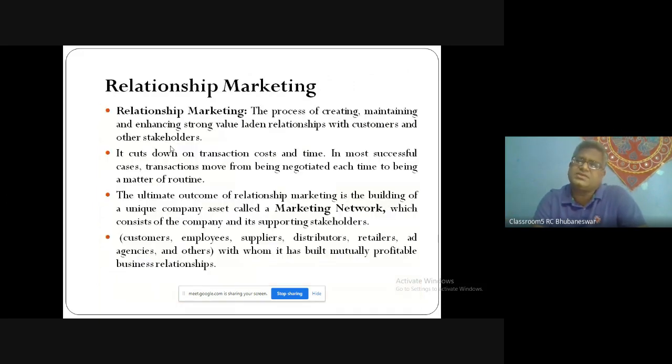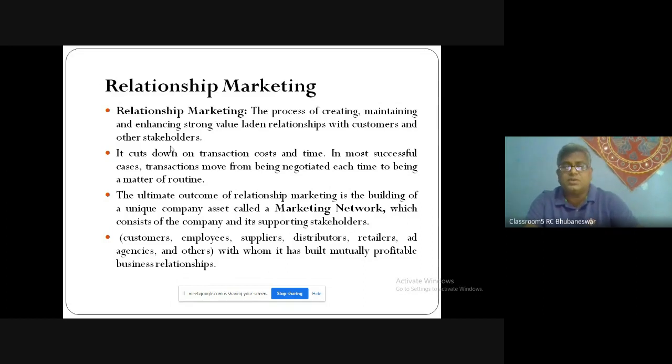First, I have to focus on what relationship marketing is. In the present day world, every marketing strategy works through relationships. If you go to a bank or look at an insurance executive or insurance agent, through their relationships they can sell their products. It is called creating, maintaining and enhancing strong value relationships with the customer, negotiated each time as a matter of routine. That is one type of marketing network they can evolve.